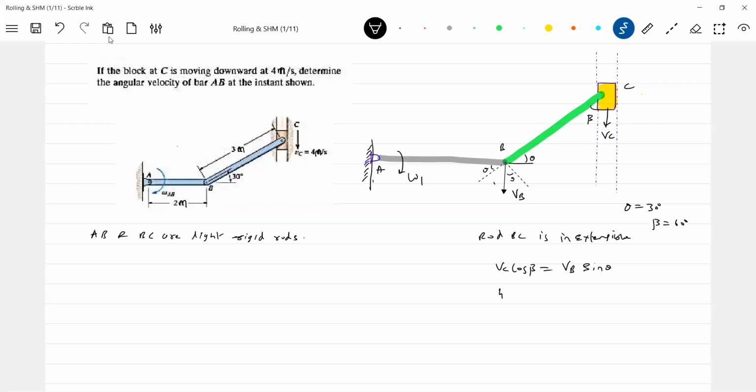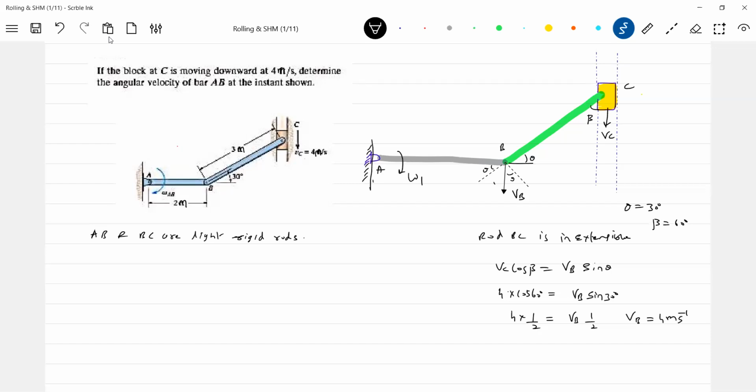We see this will be 4 cos beta, cos 60, equals VB sin 30. So VB is 4 meters per second. The velocity of point B of the rod is 4 meters per second.